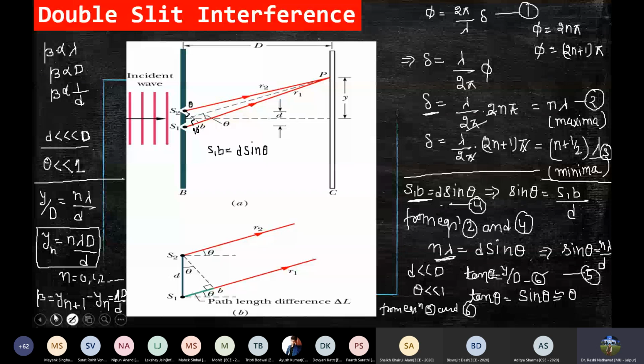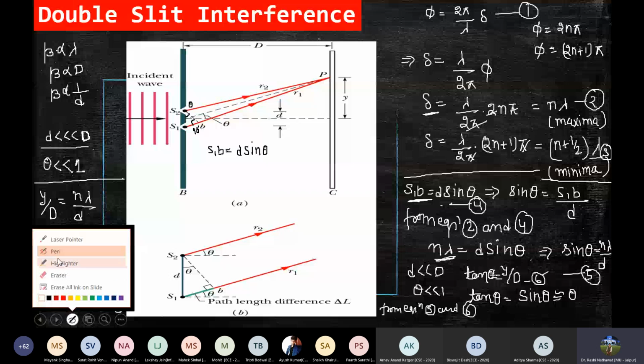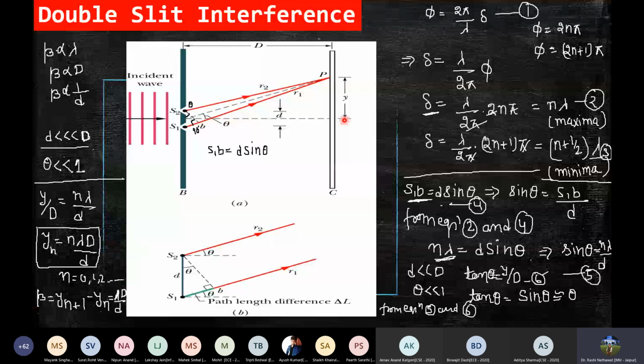Ma'am, y is the path difference, right? Path difference is delta. And ma'am, what is y? Path difference is this, your S1b. Y is the distance from the center to the point where we are calculating, not the intensity right now, but we will calculate the intensity. So y is the distance, or we can say the displacement, from the center to the fringe. And the path difference is here, S1b. This is the path difference delta.